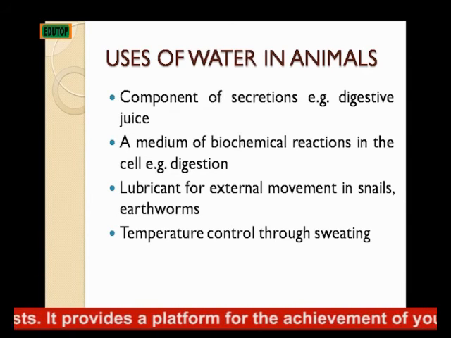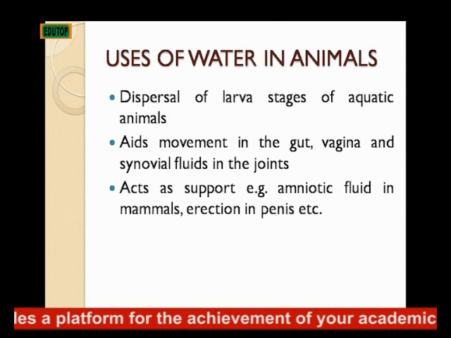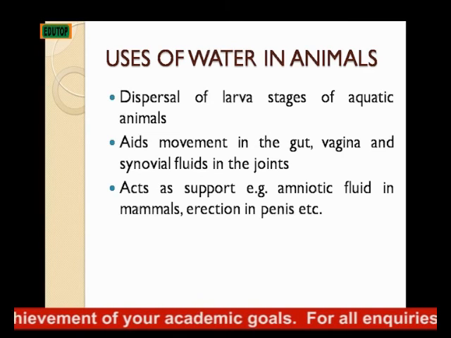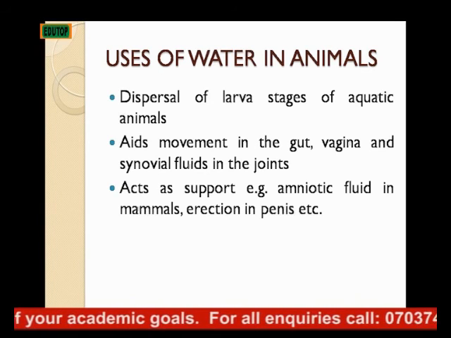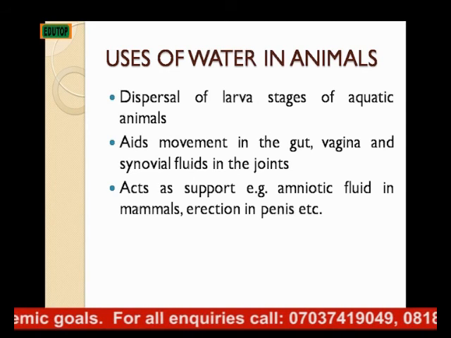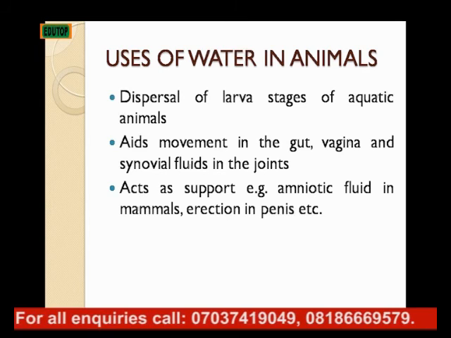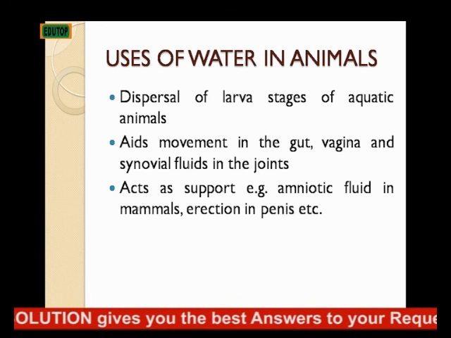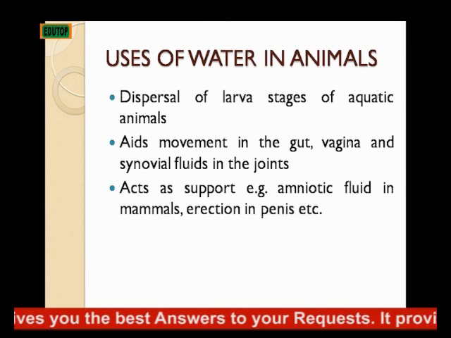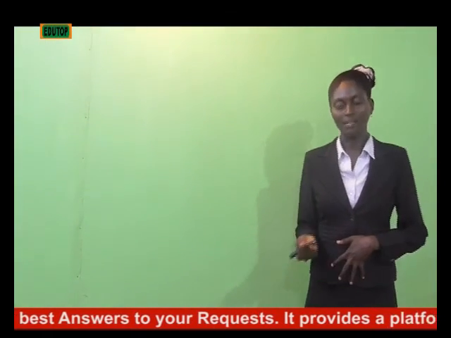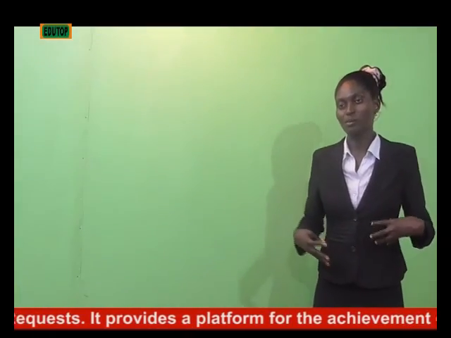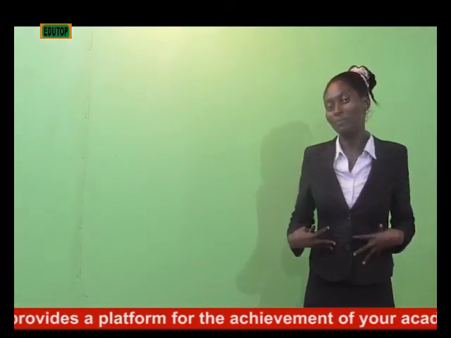Also, water ensures temperature control through sweating. It helps in the dispersal of larval stages of aquatic animals. Then water aids movement in the guts, in the vagina, and in the synovial fluid in joints. So water aids movement in all these parts of the body. Water also acts as support. For instance, in the amniotic fluid, when there is a pregnant animal, whether man or lower animal, the baby is kept in a medium called the amniotic fluid. So it's a fluid that supports the baby in the womb.